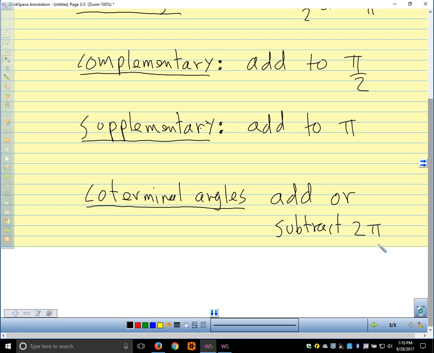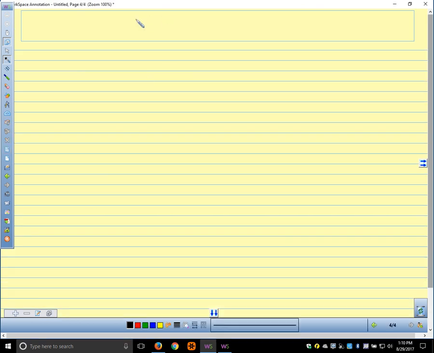All right, so we good with those terms? Sometimes we might want to convert from radians to degrees, or degrees to radians. So let's talk about our conversions. That's the last thing we need to go over today.